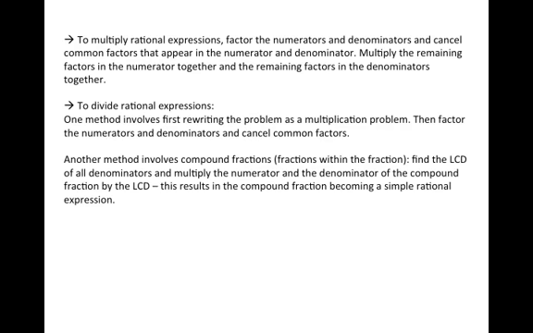All right, to multiply rational expressions, factor the numerators and denominators and cancel common factors set up here in the numerator and a denominator. Okay, multiply the remaining factors in the numerator together and the remaining factors in the denominators together, or just show them multiplied together. To divide rational expressions, one method involves first rewriting the problem as a multiplication problem, then factor the numerators and denominators and cancel common factors. And that's going to be the method that we use.